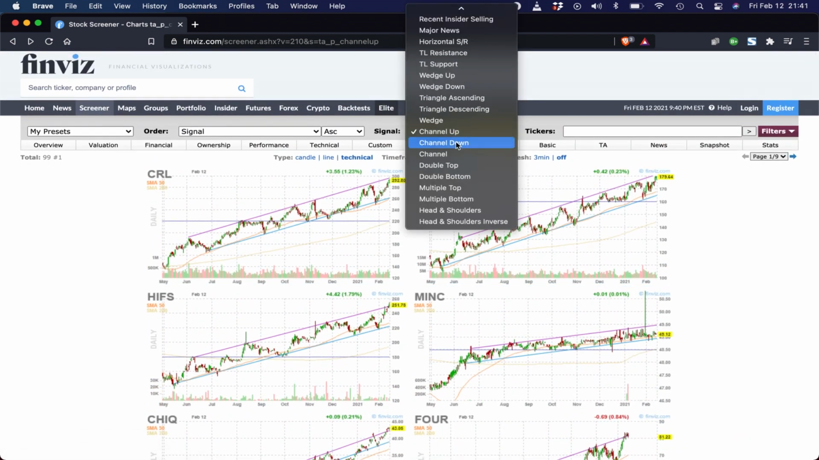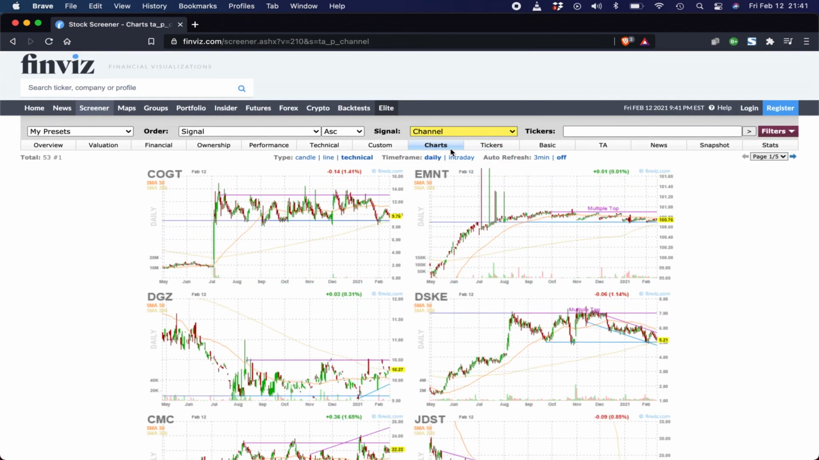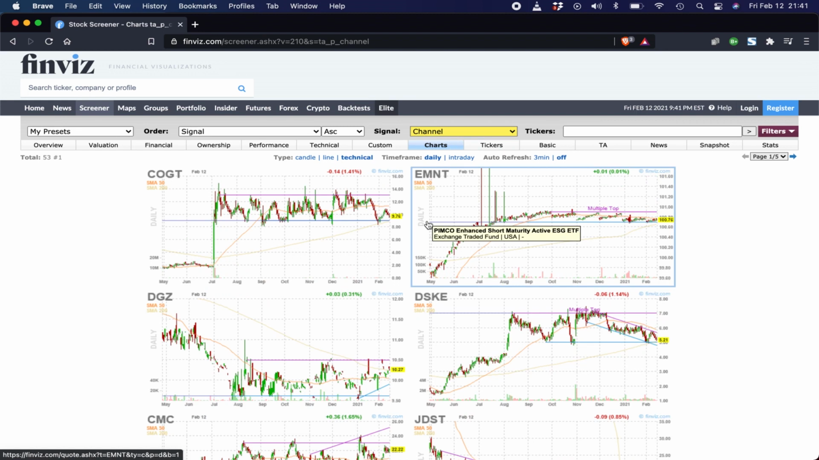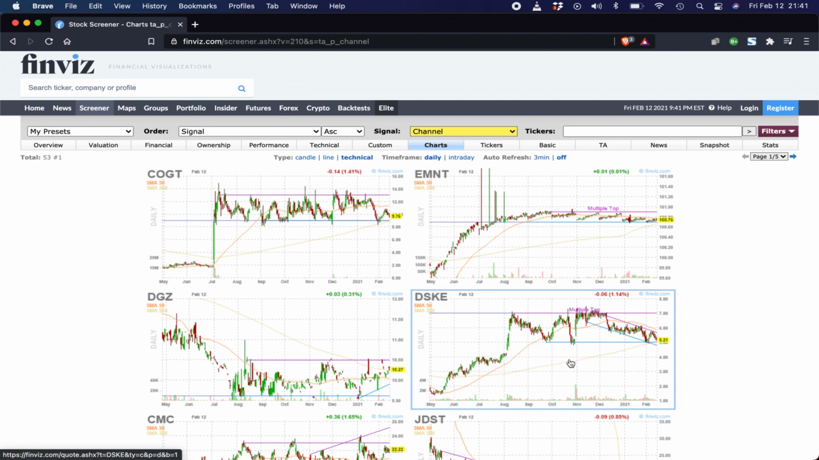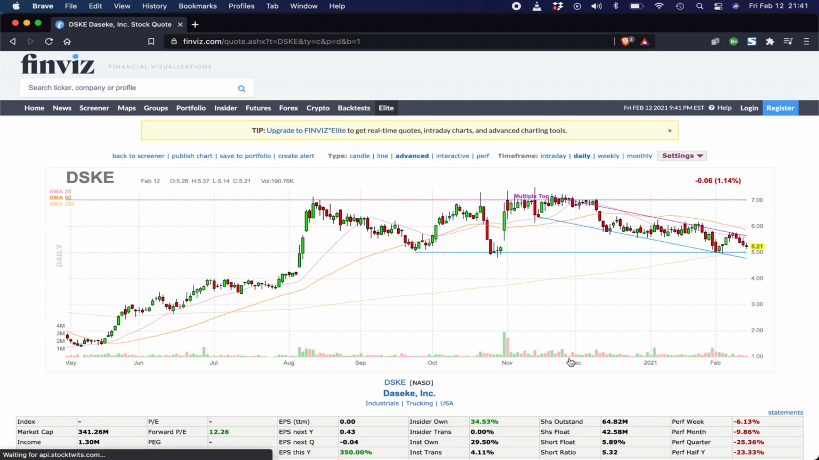Let's look at channel. Channel would be fairly similar to the horizontal support and resistance, but again, you have to look at the chart to see whether it's at support or whether it's at resistance or if it's in between the two. So here, the channel is, again, a range bound stock. Stock is nearing support levels, so you can consider going long.